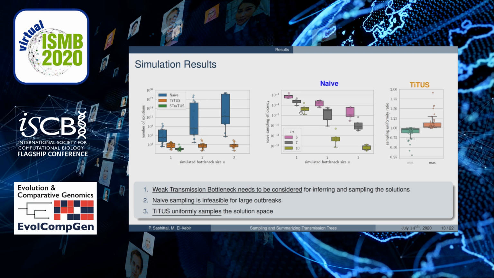The sampling efficiency drops exponentially as we increase the population size and the bottleneck size, that is the number of strains being transmitted during an infection. And our method, on the other hand, is able to uniformly sample the solution space for all sizes of outbreaks and bottleneck sizes. We plot here the sampling uniformity, which is a ratio, which if it is close to 1 means that we are uniformly sampling the solution space.